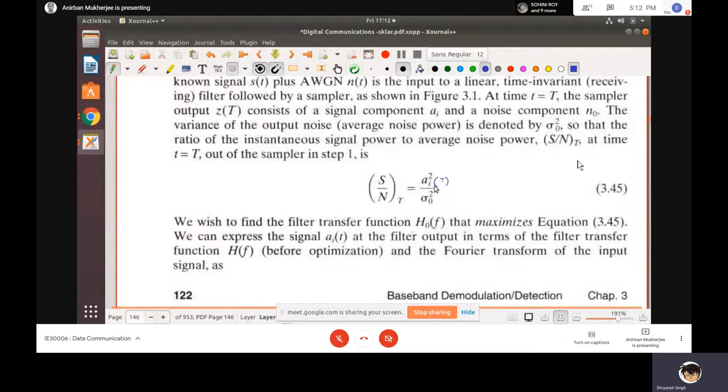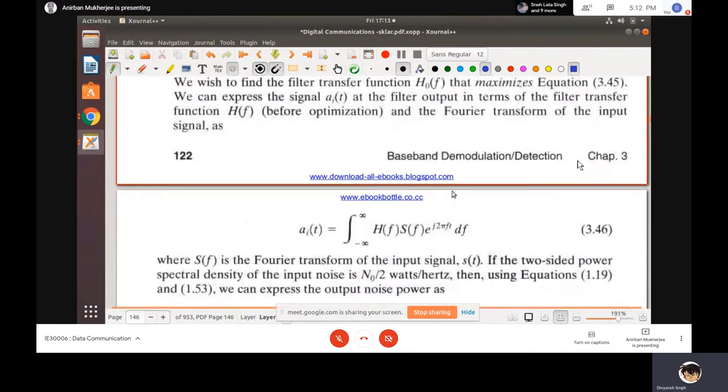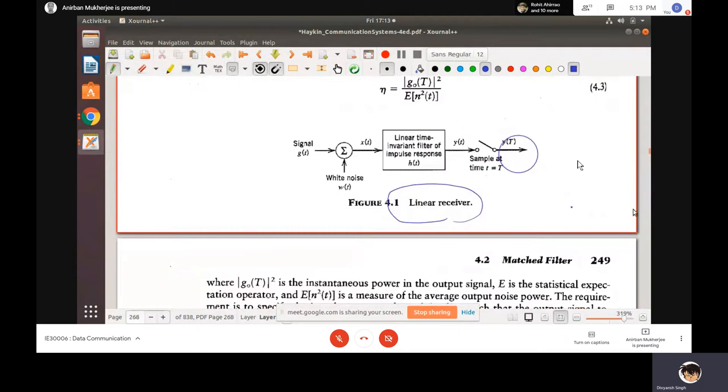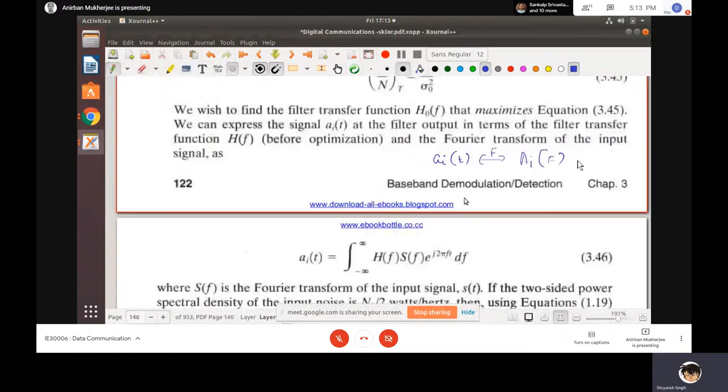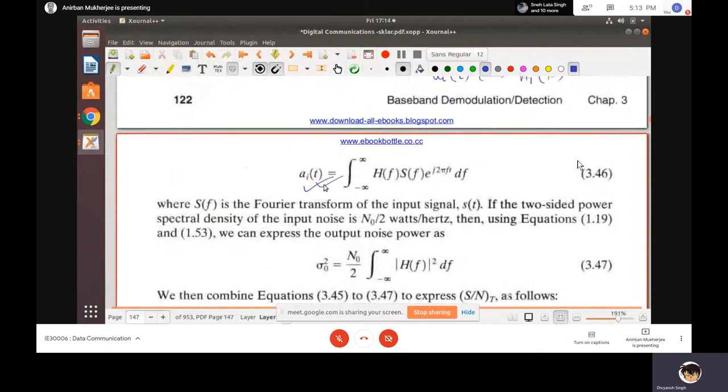So what is this a_i business? a_i is basically what you have already transmitted, that s_i(t), through the filter. What is a_i(t)? a_i(t) is basically the Fourier transform of A_i(f). What is A_i(f)? That is H(f) into S(f), where S(f) is your input. Or rather, you can write S_i(f), it doesn't matter. And you are taking the inverse Fourier transform, that's why it is a_i(t). So in this picture, what is A_i(f)? A_i(f) is G(f) into H(f), and taking the inverse Fourier transform. So this is my a_i, that means the signal at the output side.